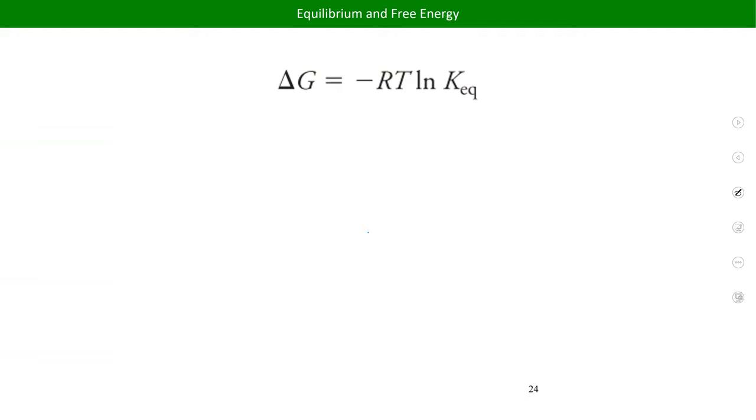Here's the other form of that equation, right? Delta G is equal to negative RT natural log of KEQ. And that's going to give you, again, delta G naught. That's delta G at standard conditions. And that's why you can't just plug in Q or K using it this way. That will give you delta G not at standard conditions, but at whatever your current conditions are.